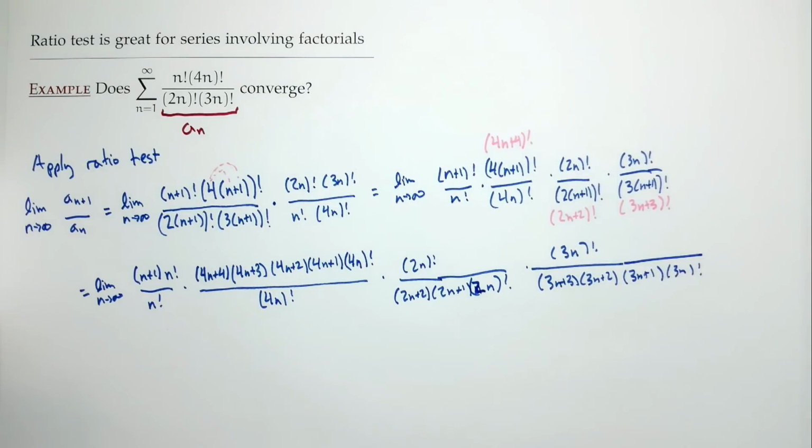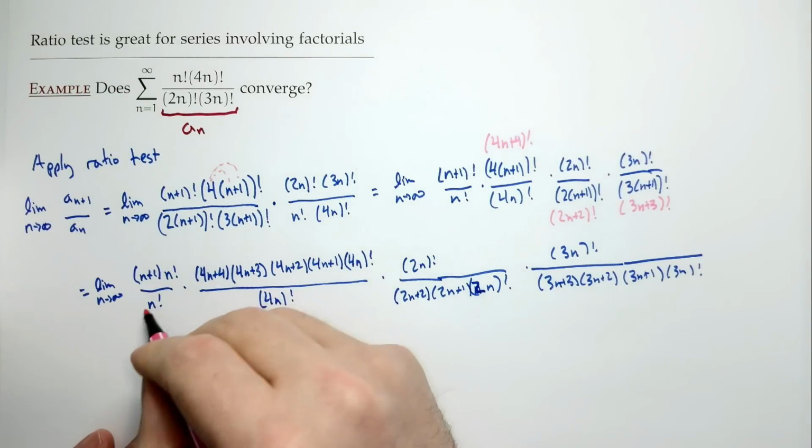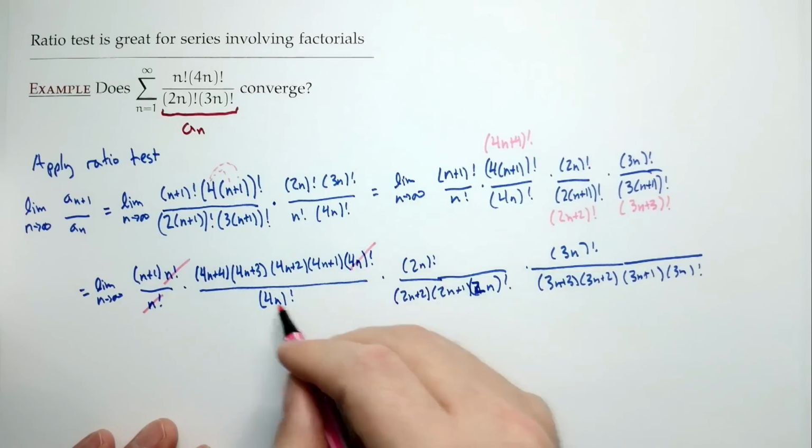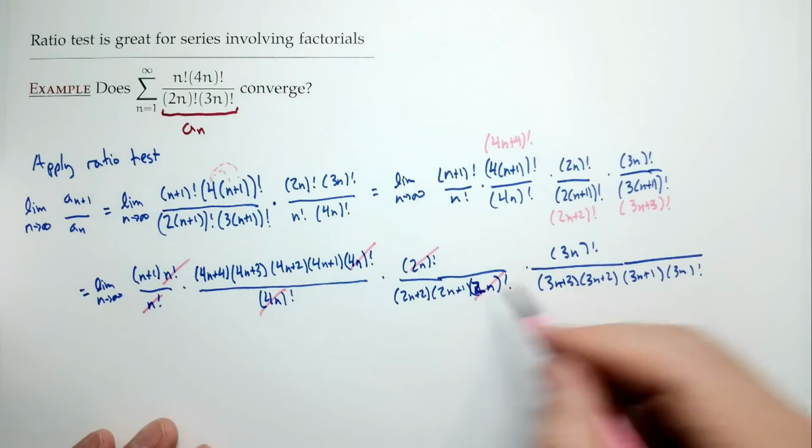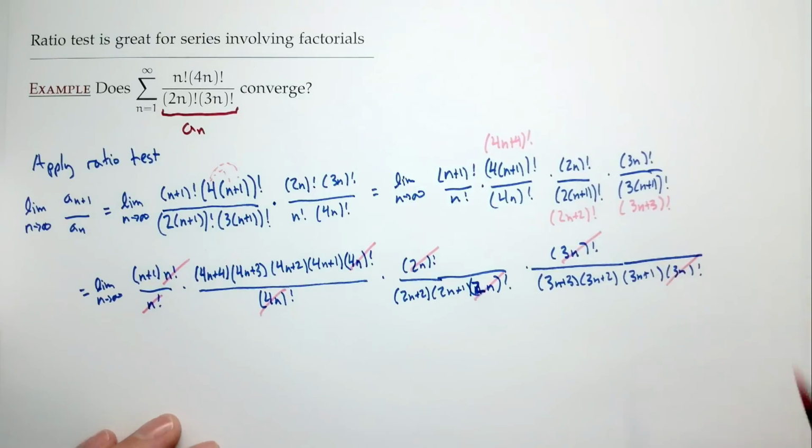All right. Okay, good. Now this is why the ratio test works so well, because you can pull off terms and then you get cancellation. That's why we like the ratio test for things which involve factorials. So we can cancel the n factorials, the 4n factorials, the 2n factorials, and the 3n factorials. Now what's left? Well, if you look, it's just polynomials. And it's a lot of polynomials.